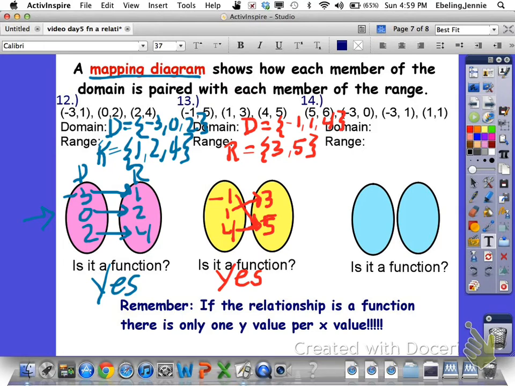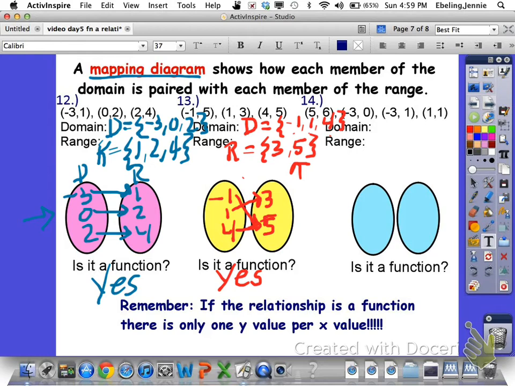My domain, when I identified, I used capital D equals, fancy brackets, then I'm going to write all the x coordinates of my points. That's why I have this -1, this 1, and that 4. My range would be a capital R, and I put all the y values in for the range, but notice that I only have this 5 written once. If a number repeats itself, either in the domain or the range, when you list it in those fancy brackets, you don't write that number more than once.